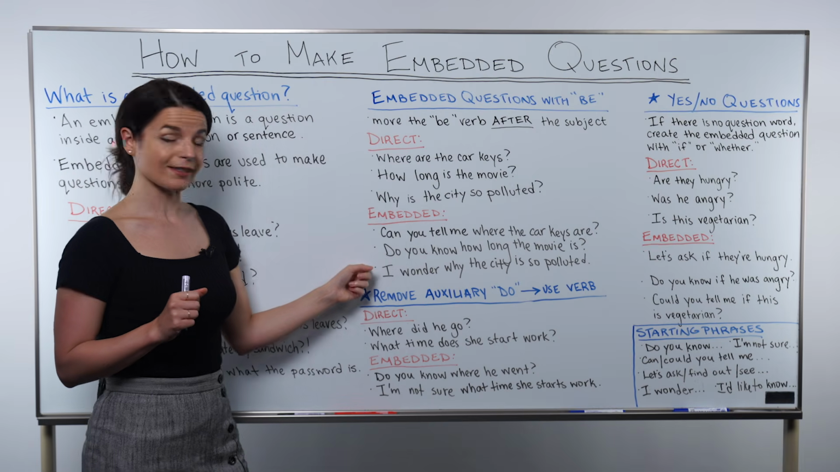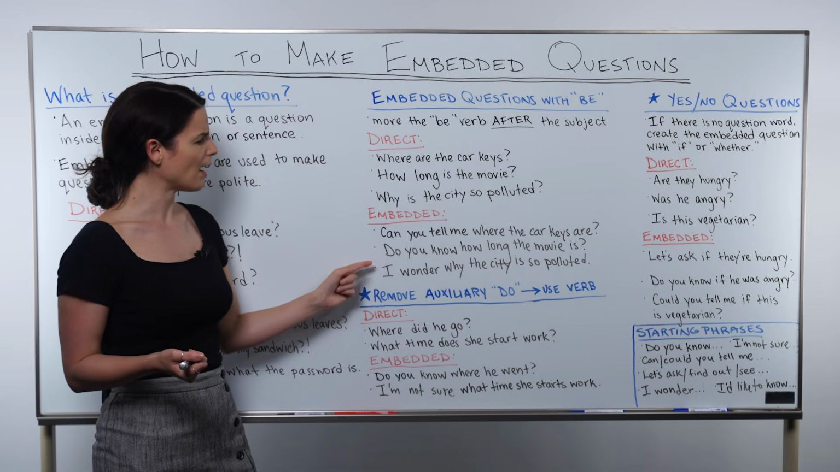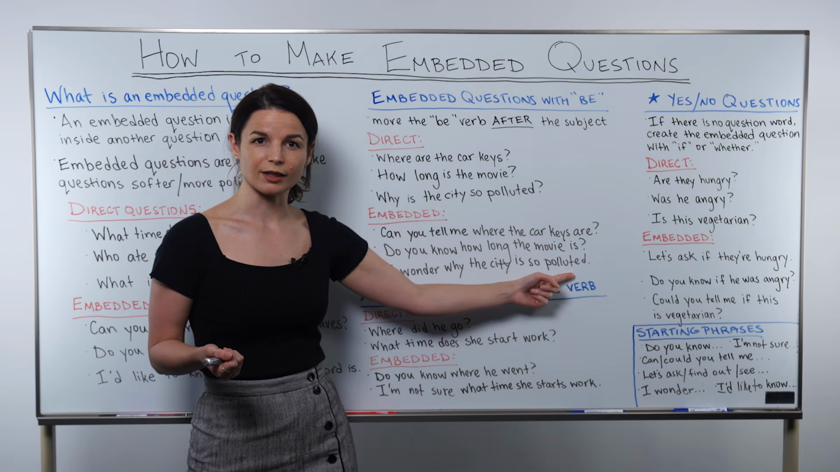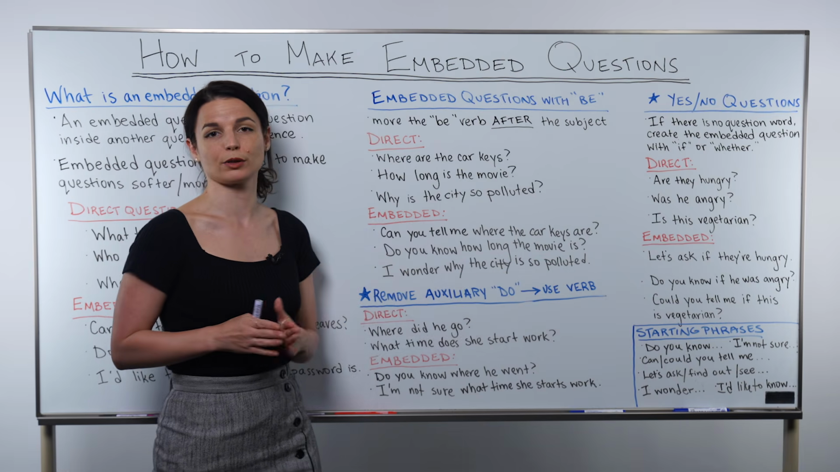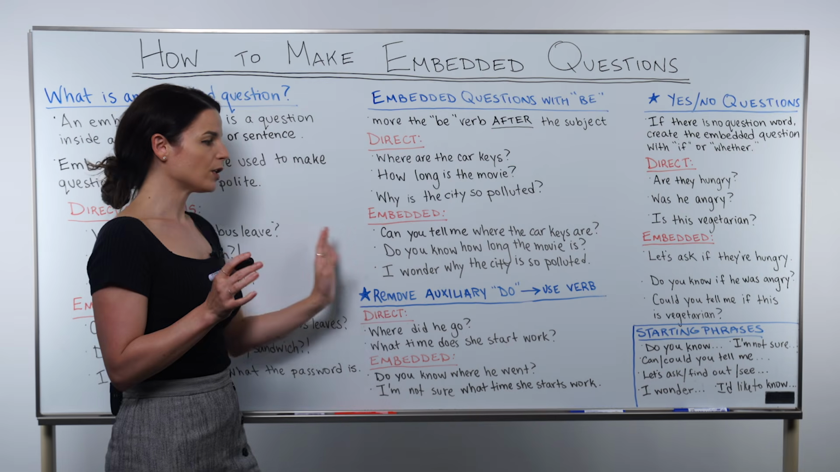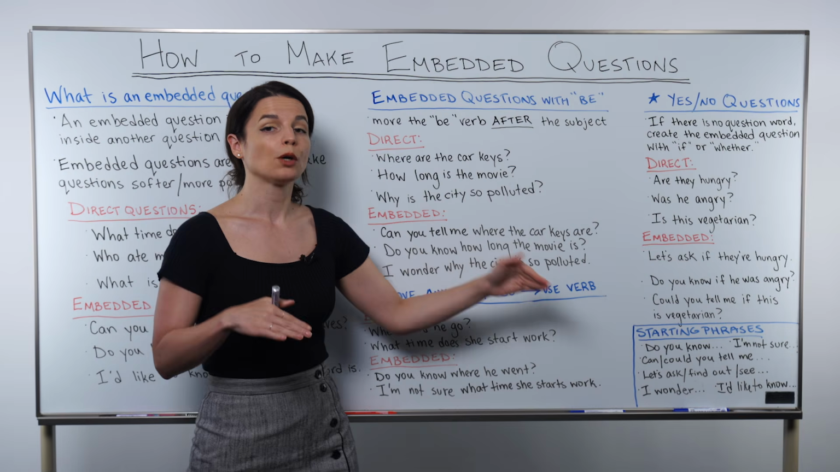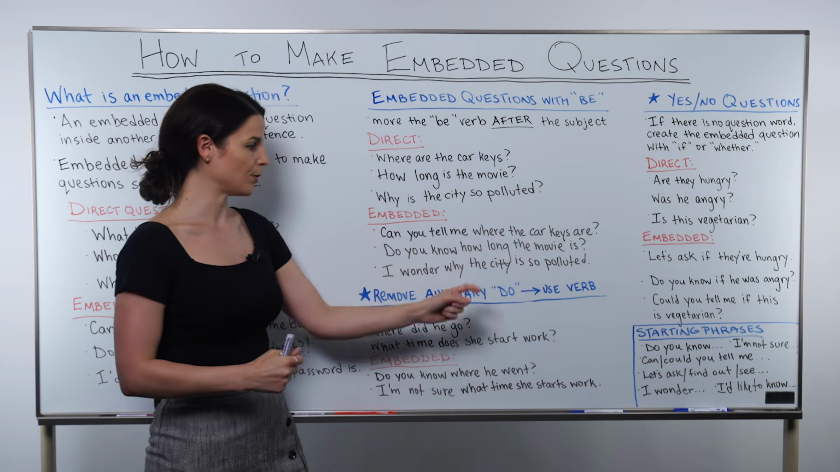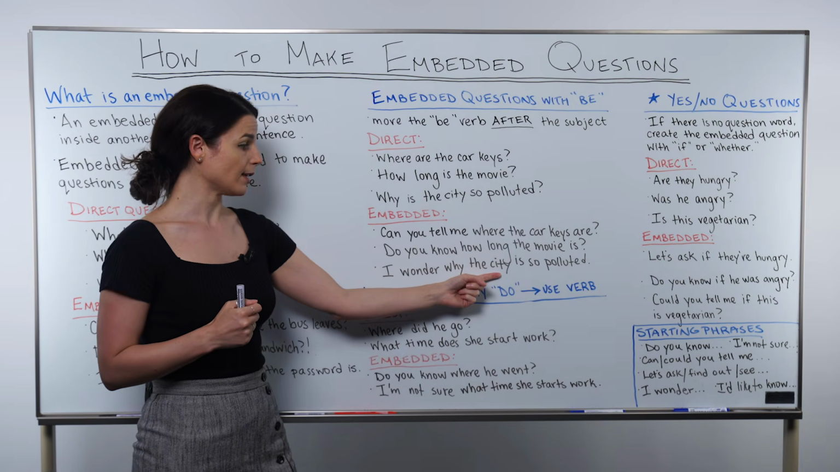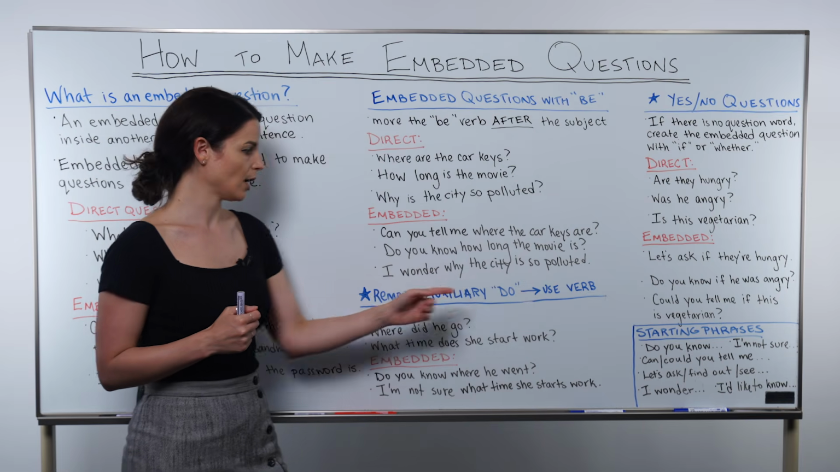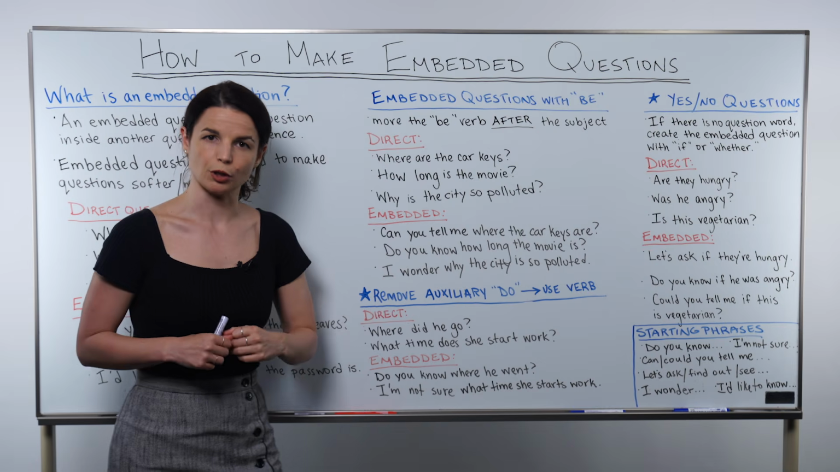So here's a sample embedded question. I wonder why the city is so polluted. So please note, we don't always move the be verb to the end of the sentence. We move it after the subject, like we see here. The city is our subject, so we put it after the subject in this position. I wonder why the city is so polluted.